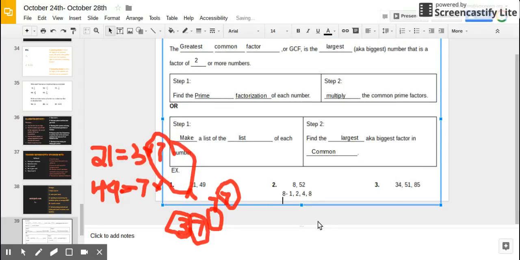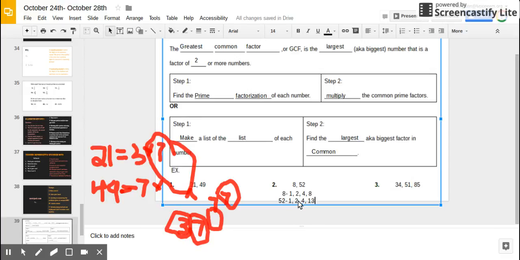And then factors for 52, again, start small. So 1, 2, because it's even. 4 will go into it. 13, and then you don't need to go anymore because since the factors of 8 stopped at 8, there's no point in going past 13 because none of those are going to be the option.